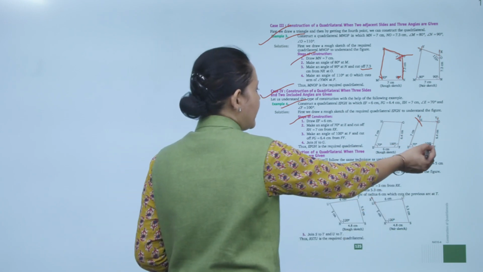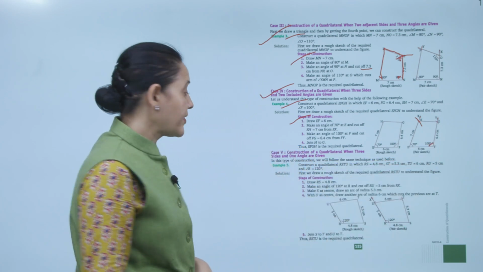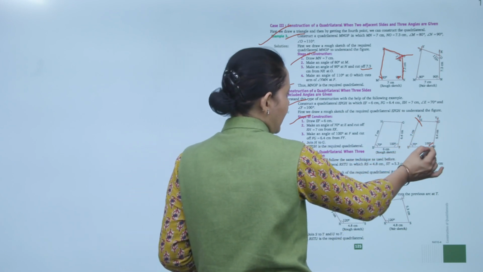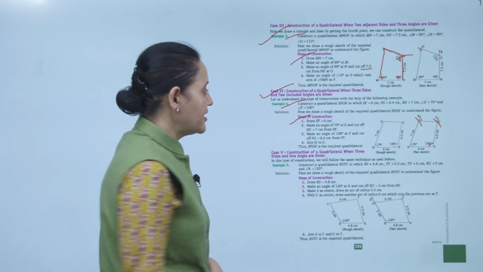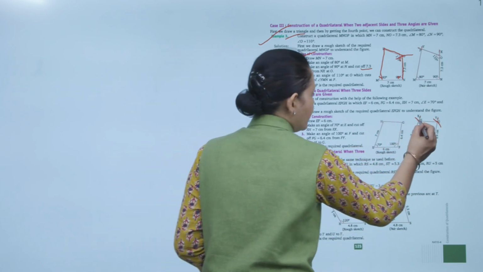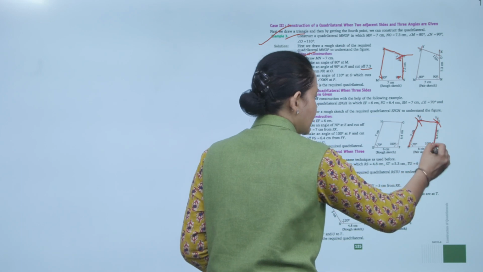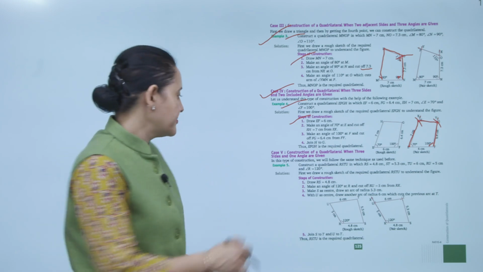Now we'll make an angle of 100 degrees at F. Clear? Now with F as a center we will make one arc of 6.4 cm. That is point G. We'll join them. So that is our required quadrilateral EFGH. Clear? Next is case 5.